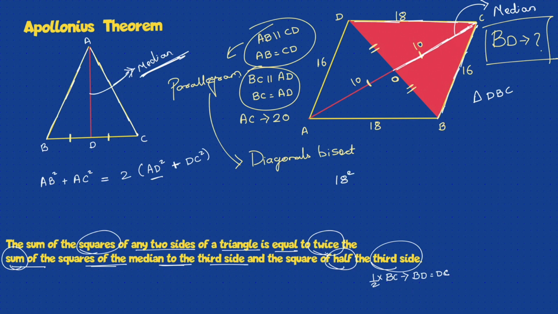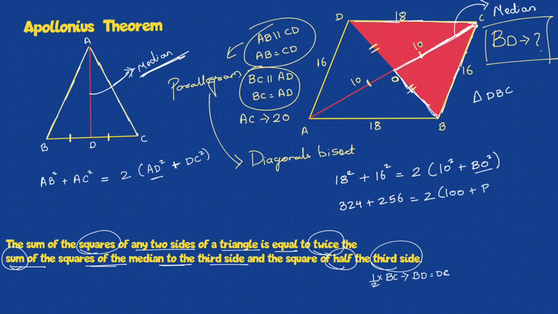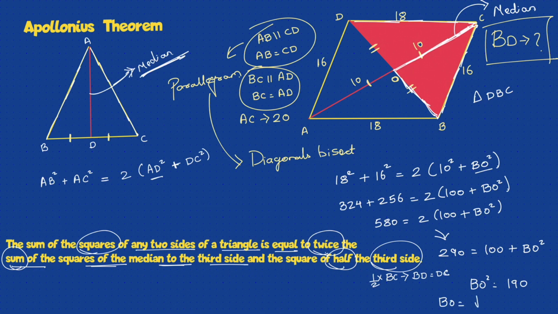If there is a median, I can apply the Apollonius principle. What? One side square, 18 square, second side square, 16 square, is equal to twice of median square. What is the median? 10 square plus half of the opposite side. Half of the opposite side is nothing but BO. Okay, so BO square, that's it. 324 plus 256 is equal to 2 into 100 plus BO square. Now I'll just solve this. Add 256 plus 324, which is 580, equal to 2 into 100 plus BO square. So 580 divided by 2 is 290, equal to 100 plus BO square. So BO square is equal to 190. BO will be equal to square root of 190.